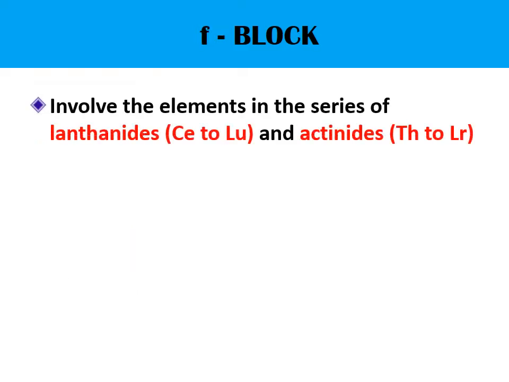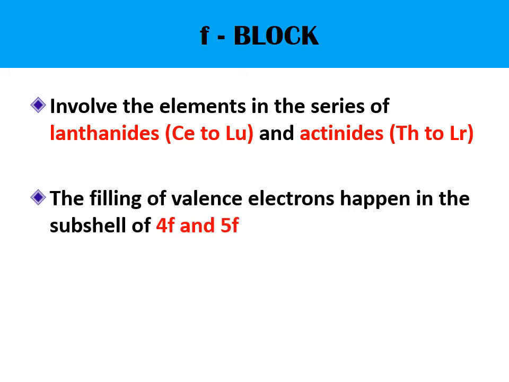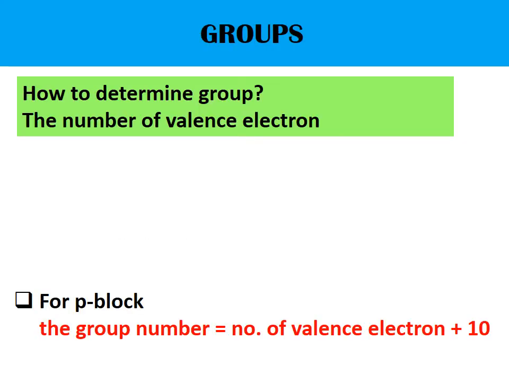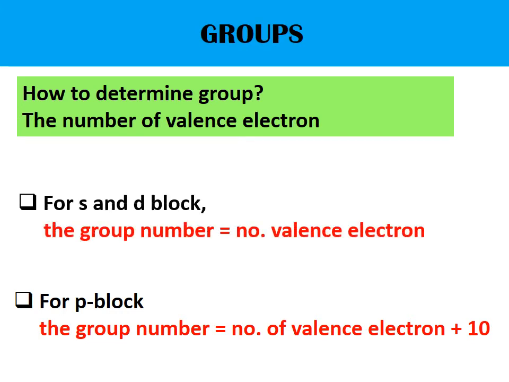And finally, for F block, normally you will end with 4f to 5f. Now we see how to determine the group. The group is based on the number of valence electrons. For S and D block, the group number is equal to the number of valence electrons. And for P block, the group number is equal to the number of valence electrons plus 10.